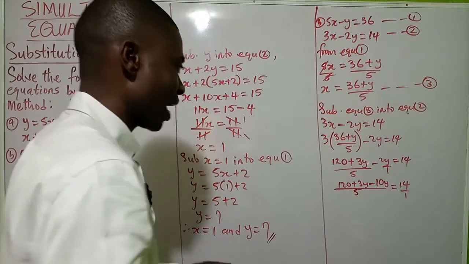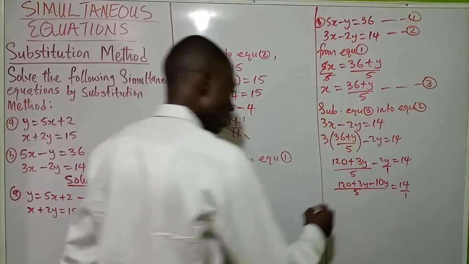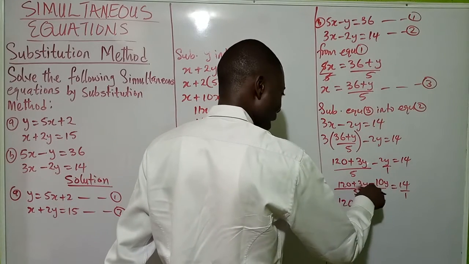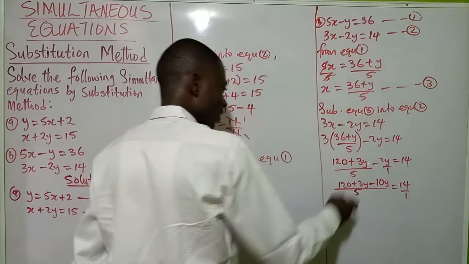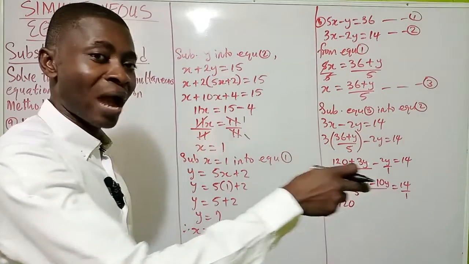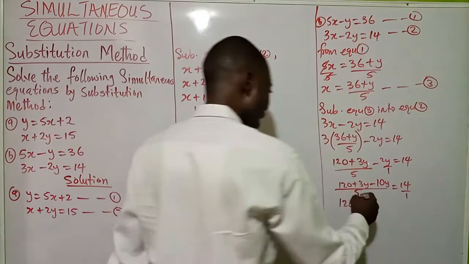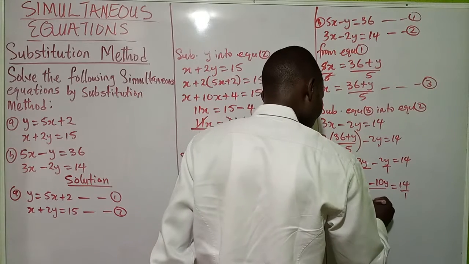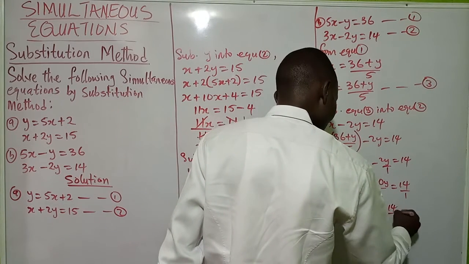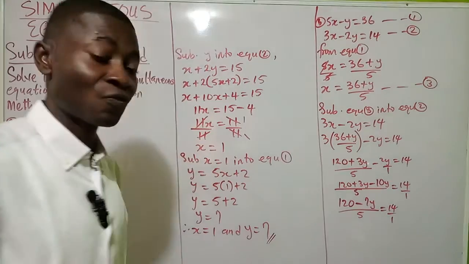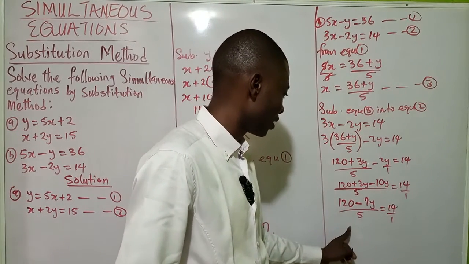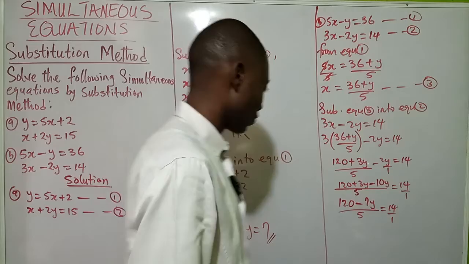They are like terms. I can actually work with that. So that would be 120 plus 3y minus 10y. I have 3y and I'm owing somebody 10y. After paying back that 3y, I will still be owing that person 7y. So that would be minus 7y over 5 equals 14 over 1. Okay, so what will I do from here? I will cross multiply. 1 times all this equals 5 times 14.